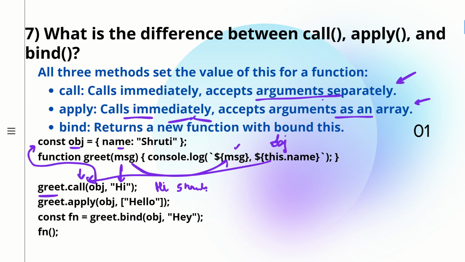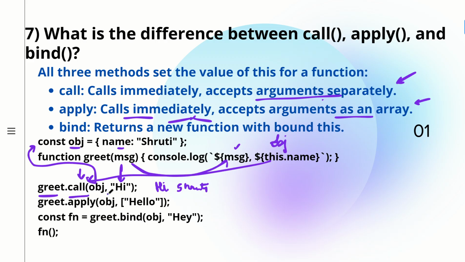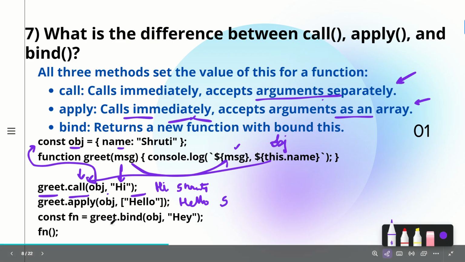Now coming to the apply. So apply is also similar. In apply also you just make use of the apply keyword, and then you will pass your context, that is obj, and the arguments you will be passing in the array format. So here you're passing hello, so output will be hello because that is what you have passed in your argument. And then what is this.name, that is obj.name. What is obj.name? Shruti. So Shruti will be printed here, hello Shruti. Now coming to bind. So with bind also it is similar, but it returns you a new function.